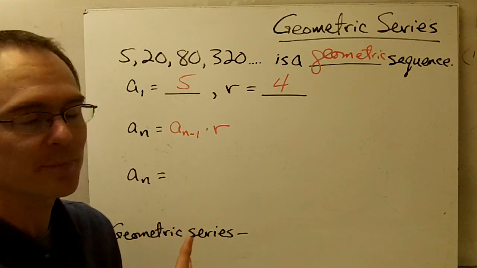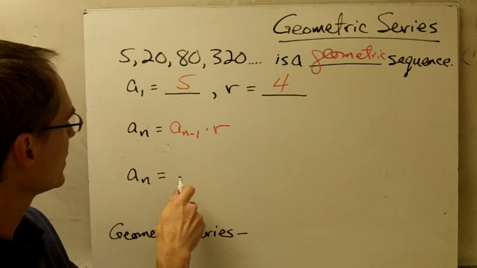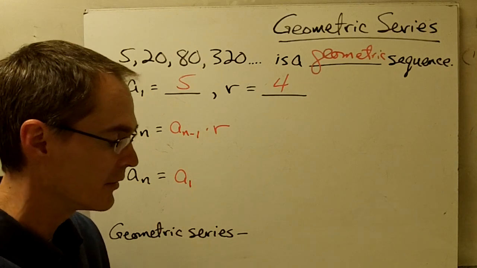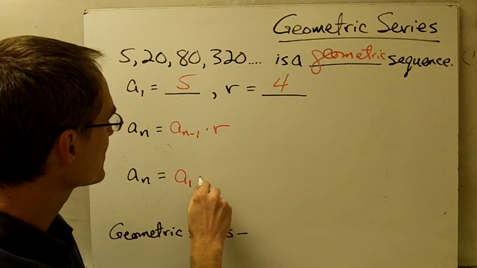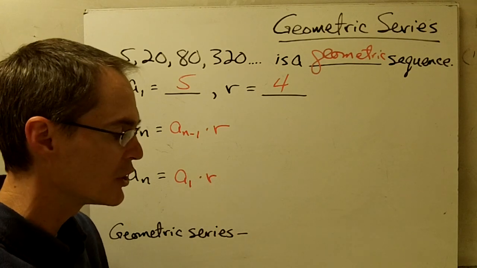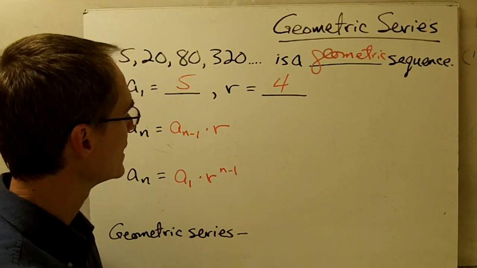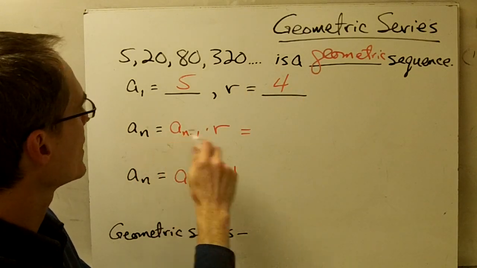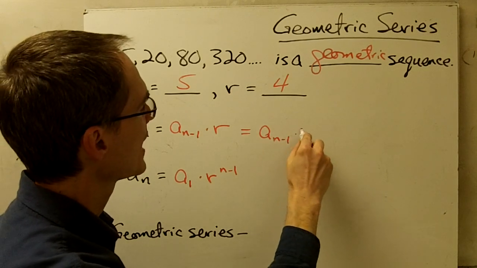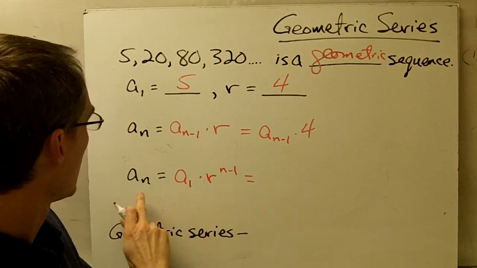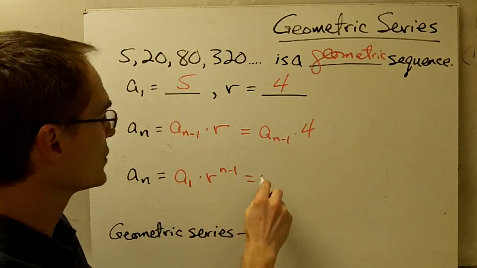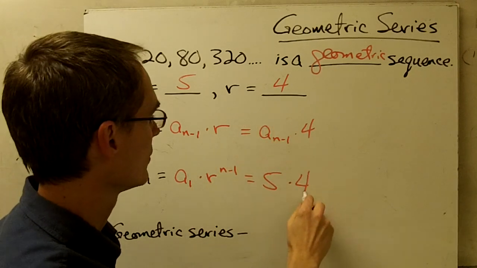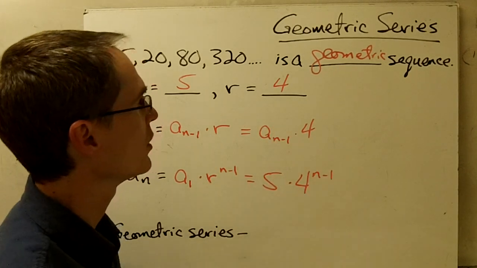We can also write an explicit formula. And the explicit formula looks like a sub 1, the first term of the sequence, multiplied times the common ratio to the power of n minus 1. So for this particular sequence, our recursive formula would be a sub n minus 1 times 4. For this one, our explicit formula would be a sub 1, which is 5, times r, which is 4, to the power of n minus 1.